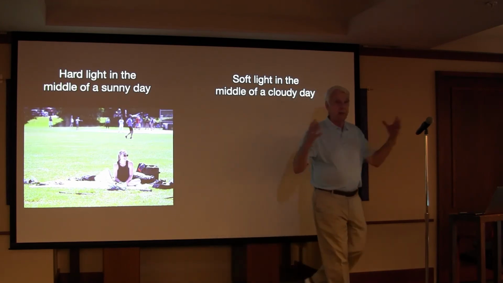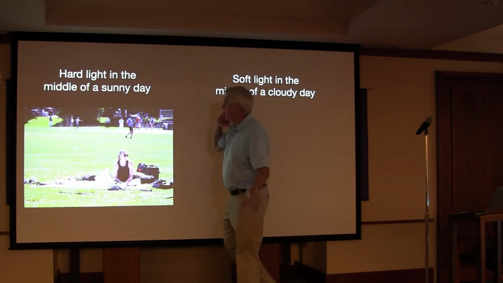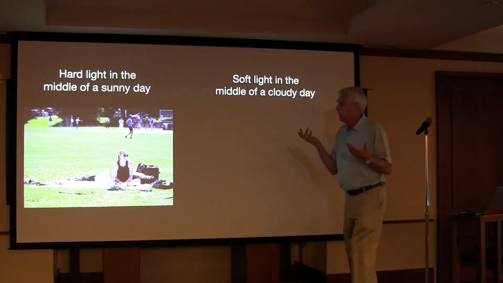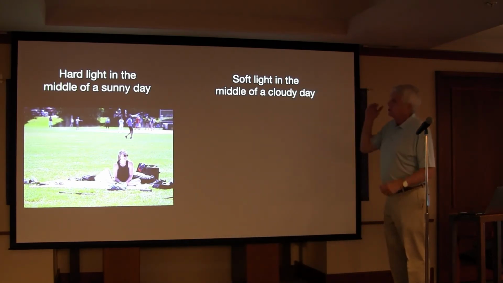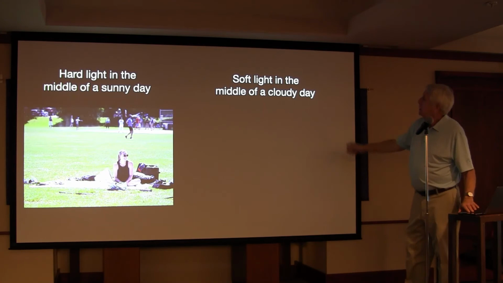So the camera is trying to capture this dark and this light at the same time. We talked about dynamic range. That's the range between pure black and pure white, and the eye can manage it, but a camera can't. So when you're in hard light in the middle of a sunny day, it's really hard to make a photograph. Soft light in the middle of a cloudy day.